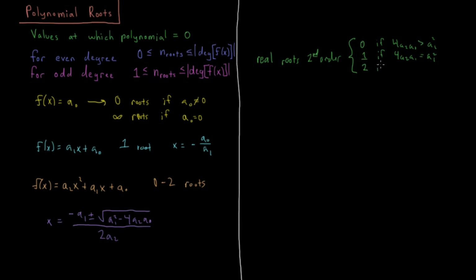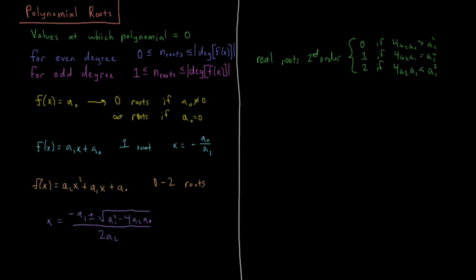And then we have 2 if 4a2a0 is less than a1 squared. So then this number is bigger than this number, so we get a positive number on the inside. Take the square root of that, you get minus a1 plus or minus a number, divided by 2a2. And you would get two distinct values from the plus or minus.